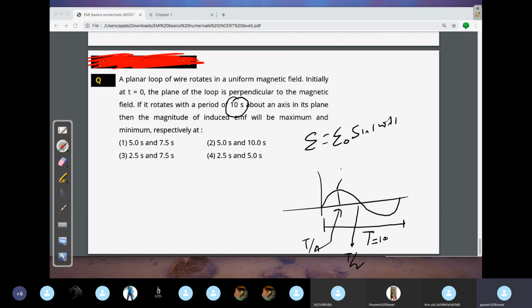What are they asking? This is maximum. This is what? Minimum. Right? So maximum and minimum respectively they're telling you. Maximum कब होगा? T by 4 पे. तो 10 by 4, ये डिवीजन सबको आता है. 10 by 2 is 5. 5 तो कहीं है ही नहीं. इसी से आंसर आ गया भाई. T by 4 is what? 2.5 seconds.